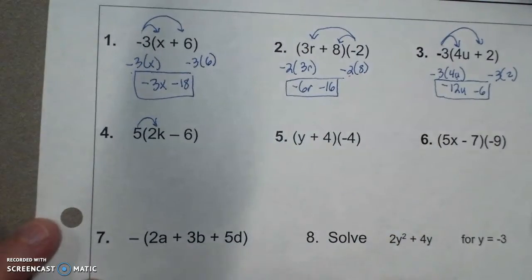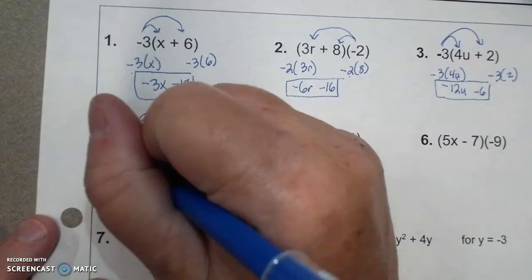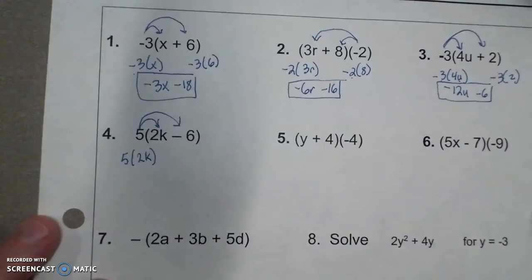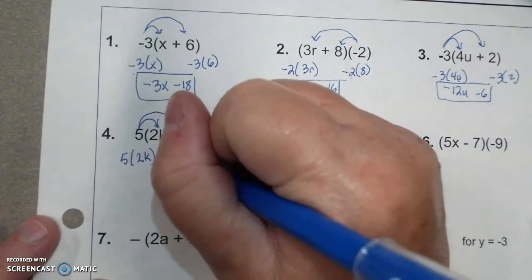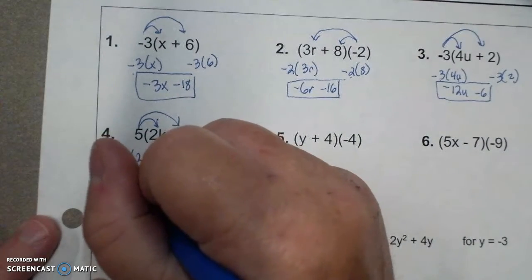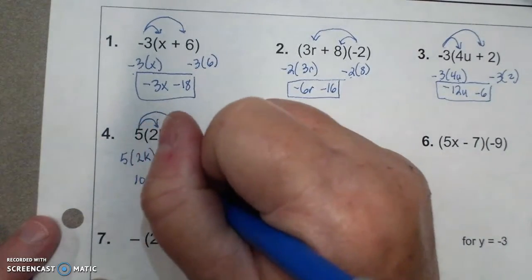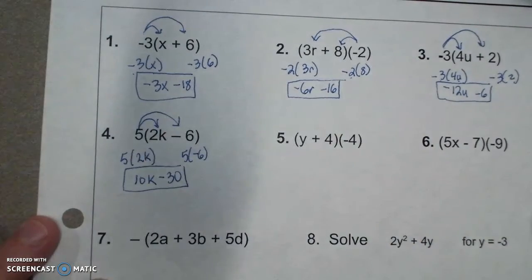Five is being distributed to the 2k. 5 is being distributed to the -6. This is 10k, this is -30, becomes 10k minus 30.